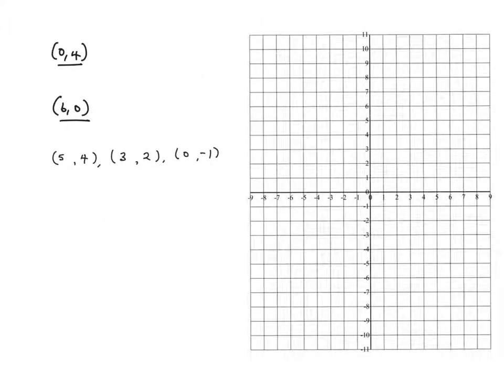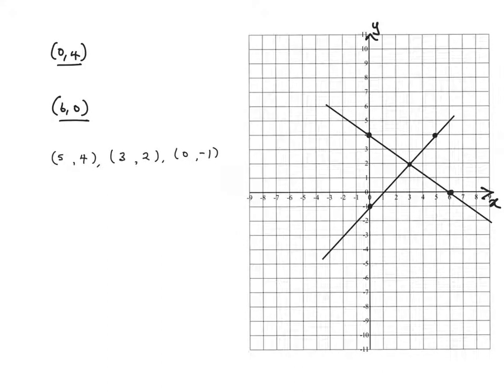So here is my coordinate grid, and here are the sets of points that I want to plot. I'm going to add in a y here, and an x here. So 0, 4, 0 along 4 up, and 6 along 0 up. And if I join those points with a line, I get something like that. Second set of points, 5 along 4 up, 3 along 2 up, and 0, -1. If I add a line, I get this. And I think it's clear to see this is the point of intersection here.